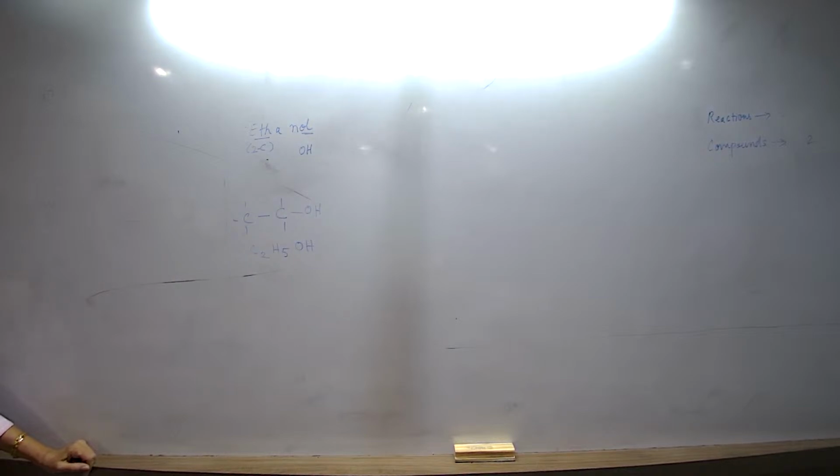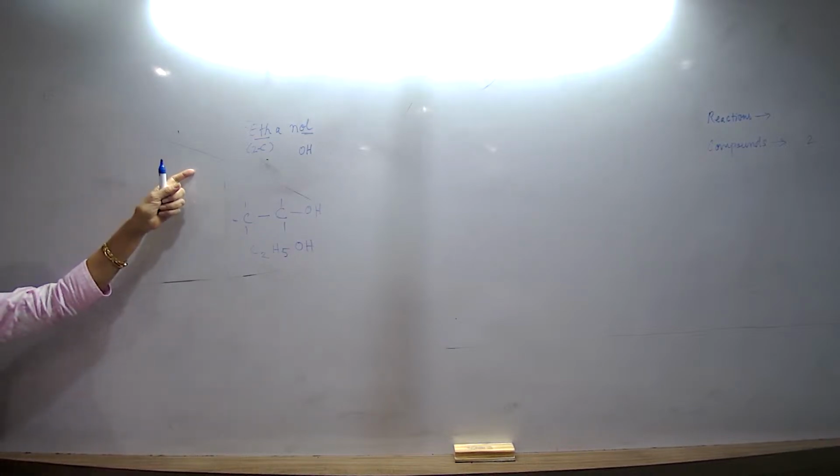So what is the first member of the alcoholic group, the homologous series? Methanol. Second will be ethanol. Third will be propanol. Fourth one will be butanol, and so on. So depending upon the increase of the carbon atoms, we keep increasing the chain and putting the same group, which happens to be the OH.